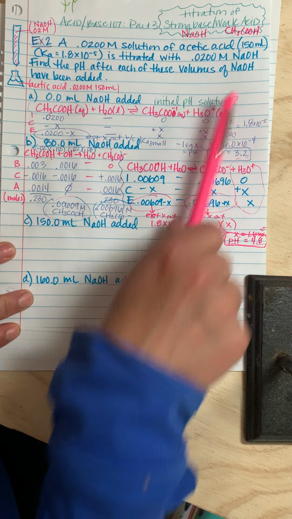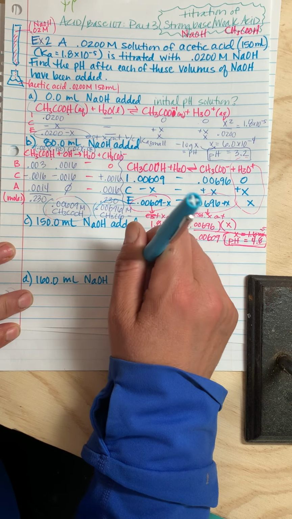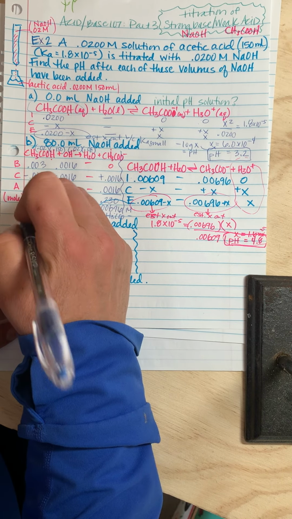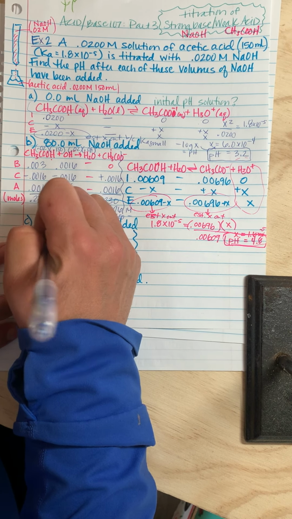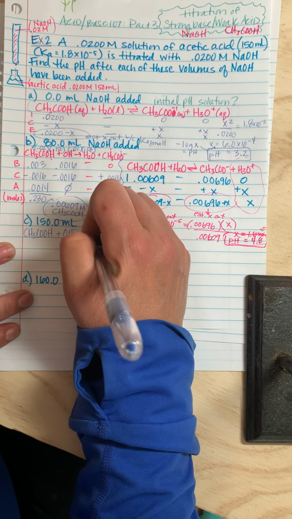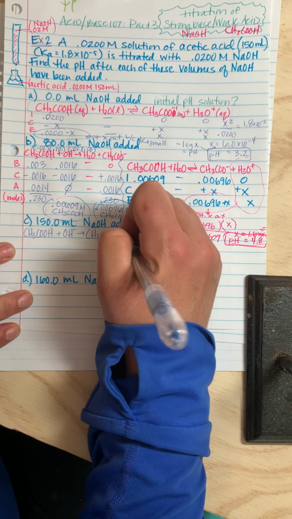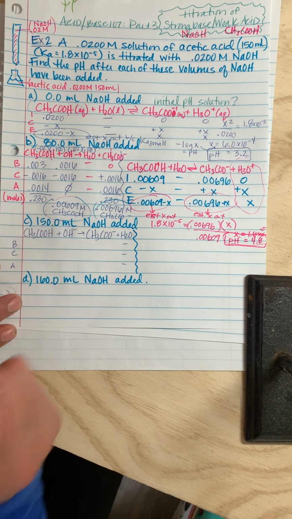Our next one is 150 milliliters of sodium hydroxide. This is going to be in 2 stages. We still have a neutralization reaction to deal with. So we have CH3COOH plus the hydroxide makes CH3COO minus plus H2O. And we're going to have our BCA table here.